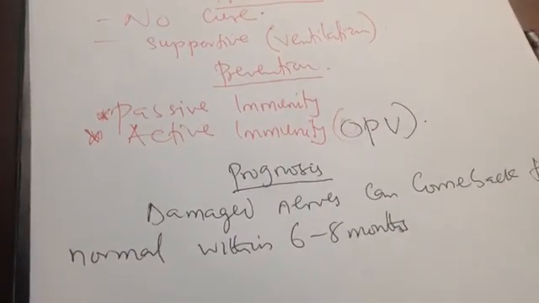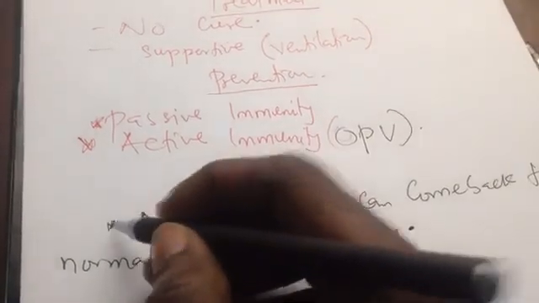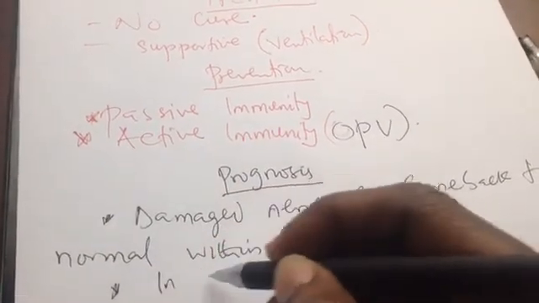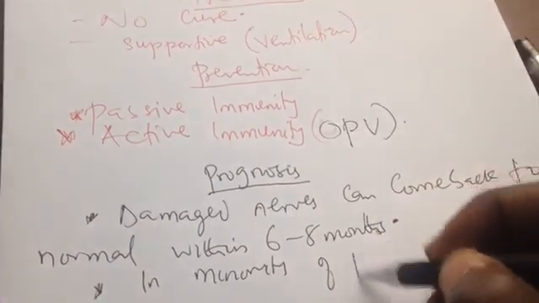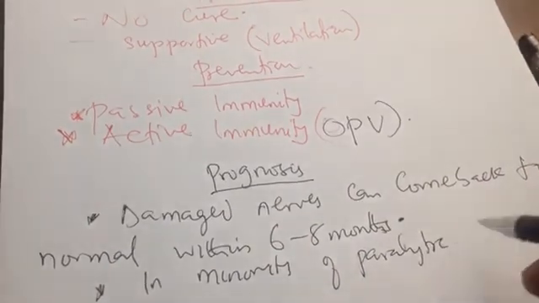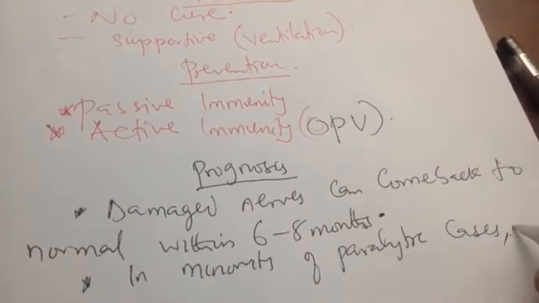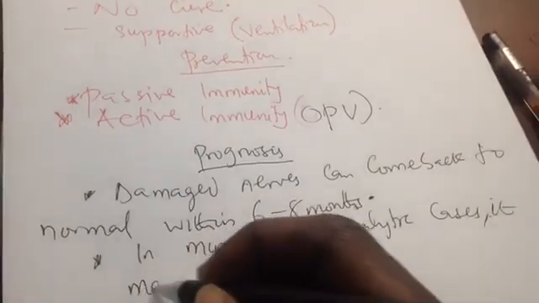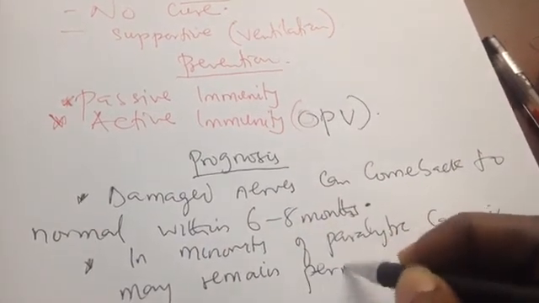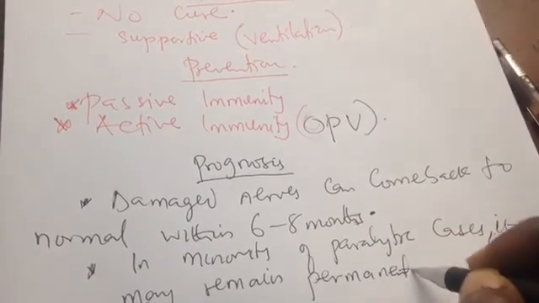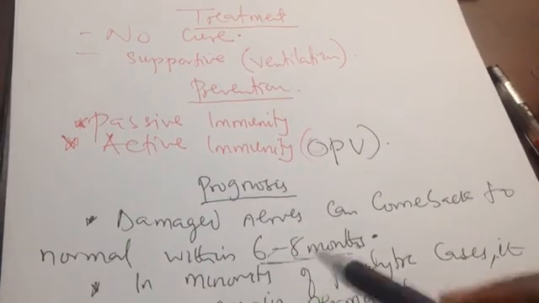But in some cases, in a minority of paralytic cases, the paralysis may remain permanent, actually. But in most cases, the damaged nerve can regain its function within 6 to 8 months, actually.